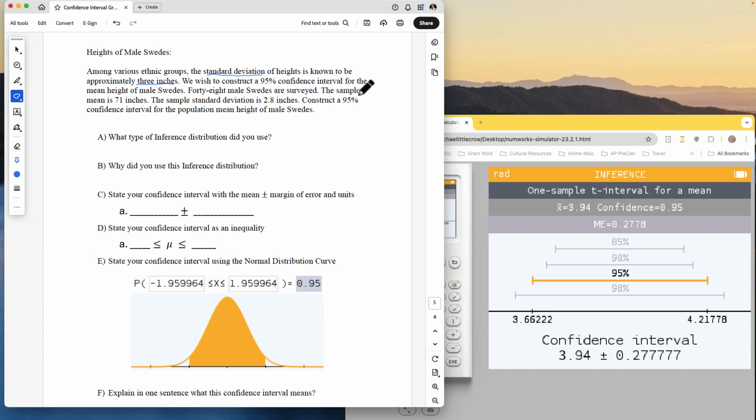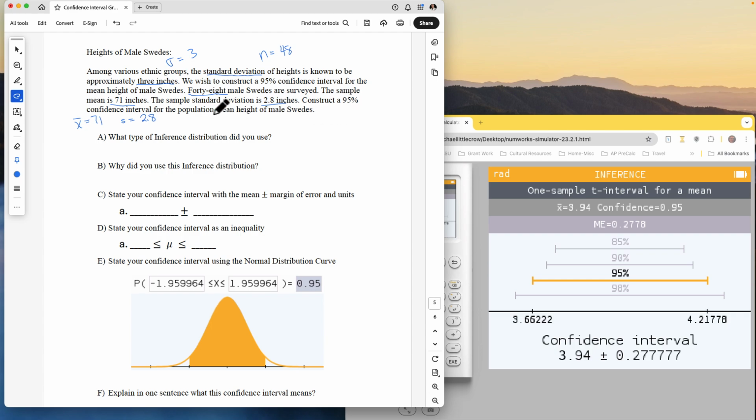We wish to construct a 95% confidence interval for the mean height of male Swedes, an ethnic group within all the other ethnic groups. And notice they're all doing it in words rather than numbers. So 48 male Swedes are surveyed. That's our sample size. I like to write it out as numbers. This is going to be a population standard deviation of 3 inches. The sample mean is 71 inches, so the sample mean is x bar. Sample standard deviation is 2.8 inches. I guess we could use either one.